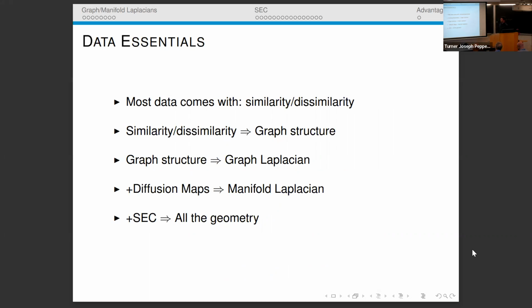So I actually came to this from dynamical systems, where we're trying to learn dynamical systems from data. So coming from a data-driven world, but of course we want to consider data quite broadly. Most data comes with some measure of similarity or dissimilarity. And so what you get from data typically is a graph structure, where things are connected if they're similar and not connected if they're not similar. Any more than that, you really have to work to build, right?